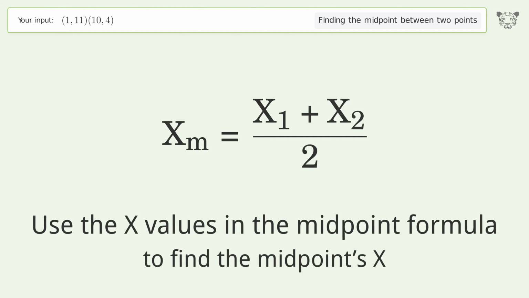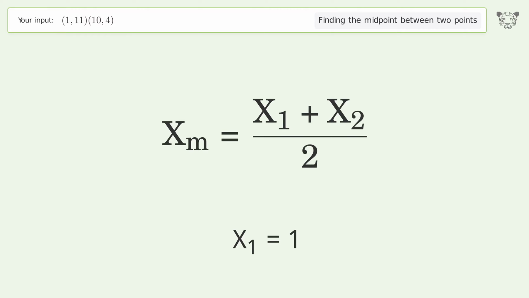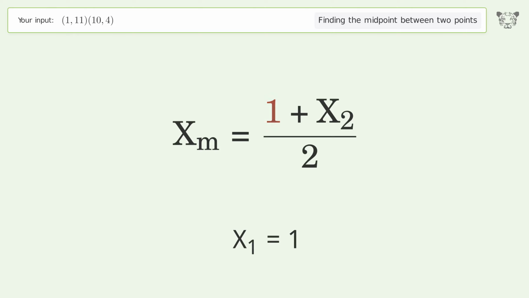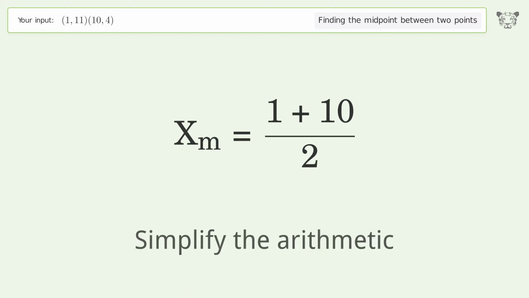Use the x values in the midpoint formula to find the midpoints x. x1 equals 1. x2 equals 10. Simplify the arithmetic.